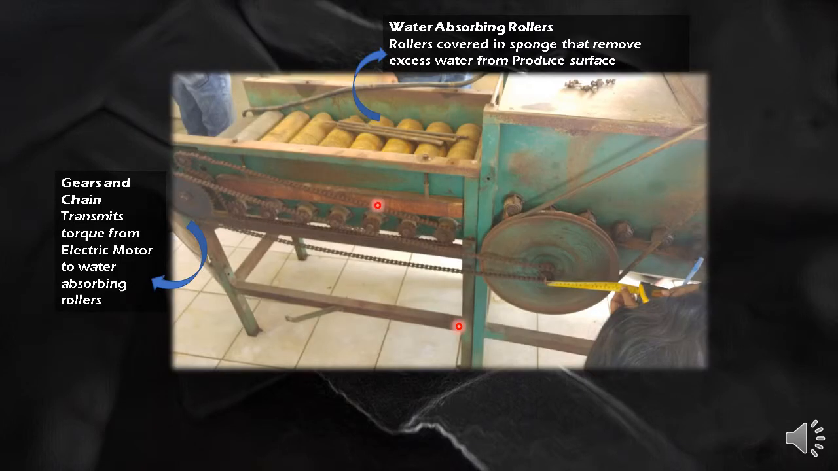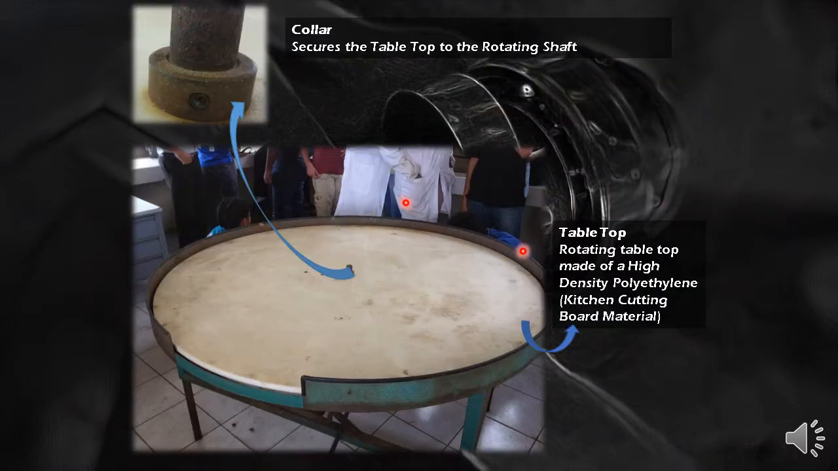Over here, this is the third component of the TEWH1650. This is the water absorber, and what this basically is, is sponge-wrapped rollers, and the reason it's wrapped with sponge is to actually, as the name says, absorb the water from the soaped produce that comes out of the washer and goes onto these rollers. These rollers are powered by these cogs, which are driven by these chain gears that are connected to the drive pulley here.